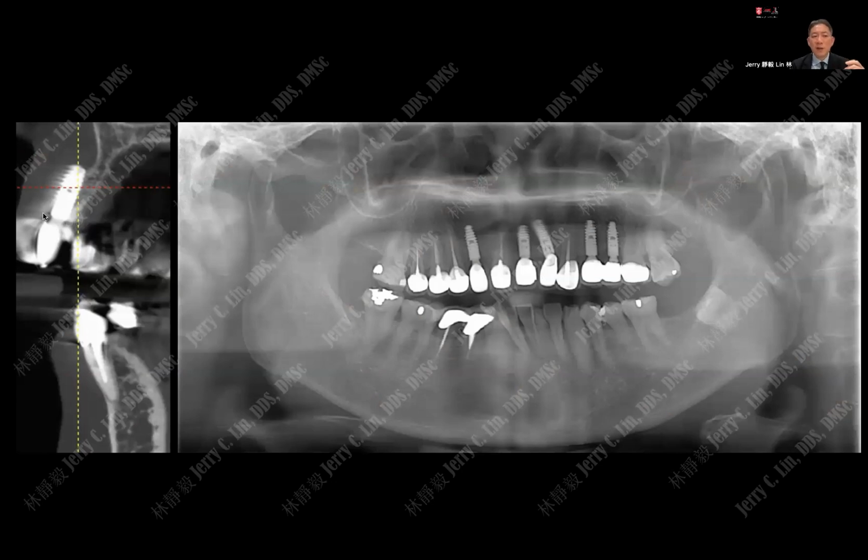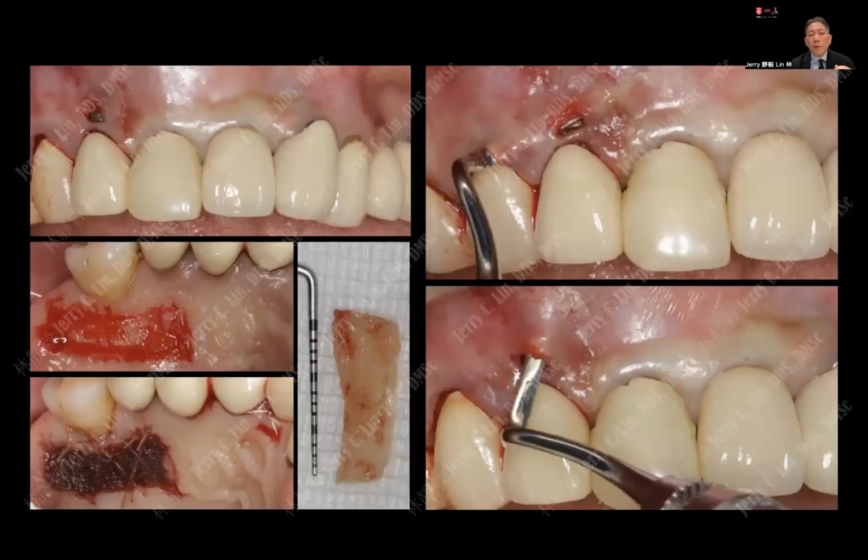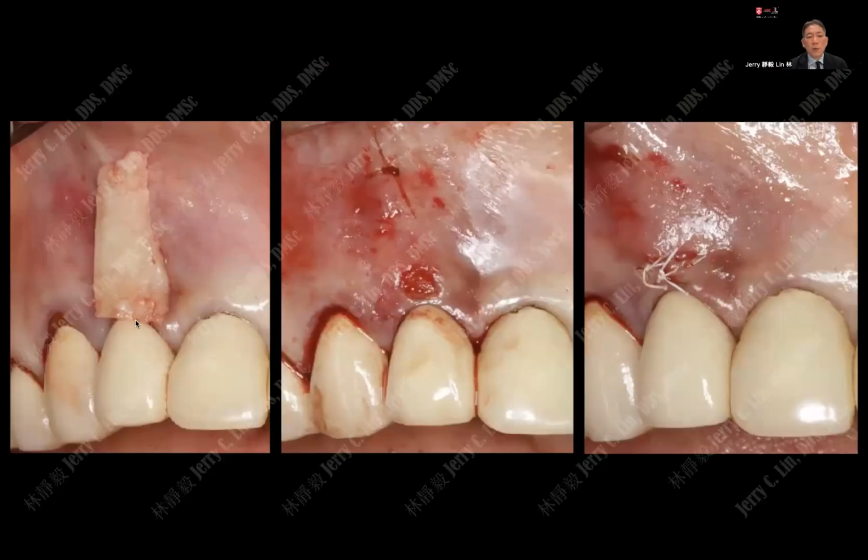But then we have a problem here because there is no bone on the buccal at all. So what we want to do is use a very good, very thick connective tissue to cover the threads on the buccal, giving very good soft tissue protection. And in this manner, we harvest the connective tissue by using the laser deepithelializing technique, so that a very good quality of connective tissue will be obtained. And then there's a modified tunneling technique. So we insert this piece of connective tissue to this implant and suture it up.